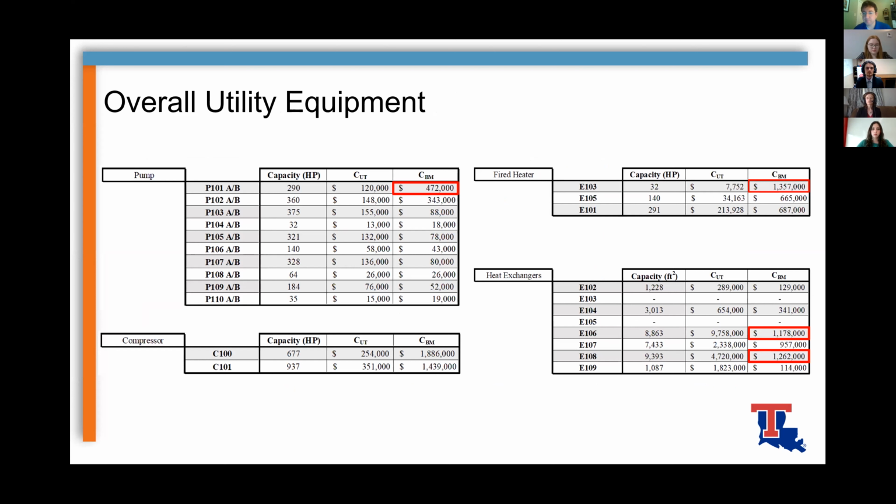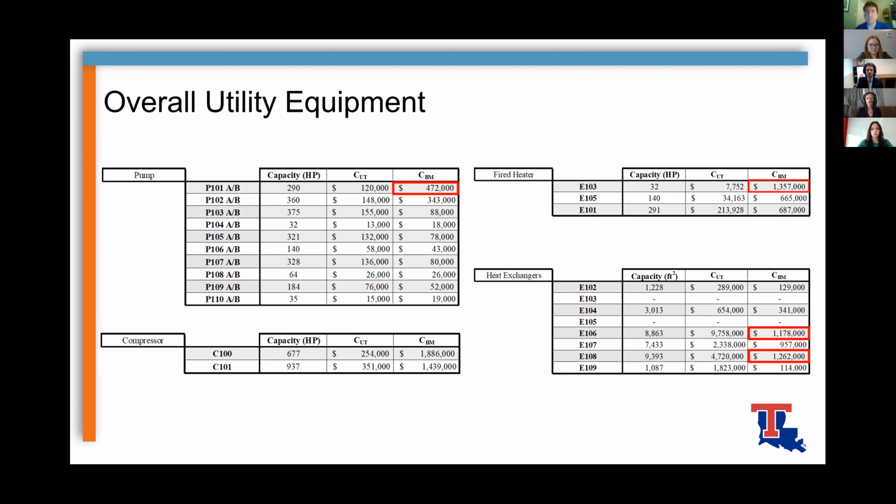So both of the compressors are expensive. They're about 1.5 to 1.9 million. I'll explain the actual costing of that later, but it is expensive mostly because these are also made out of nickel alloy, like the reactor, to avoid the hydrogen embrittlement, as mentioned before.